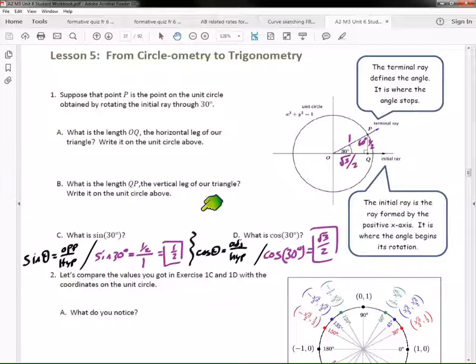Sine is y. Sine is the y value. And then cosine is the x value. And then tangent is when you divide them. Yep. Now calm down, calm down. We're not that far yet.